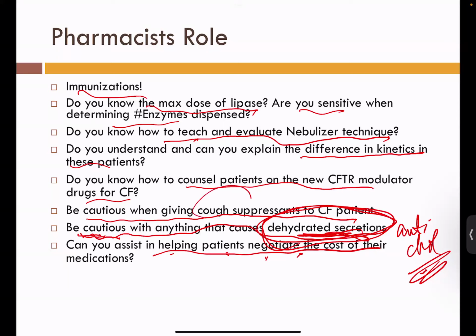So make sure cough suppressants are OTC, as are anticholinergics, and that you make sure the patients are very aware of the fact that these could cause problems with their CF.